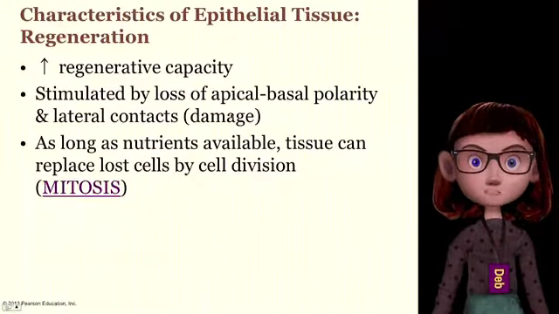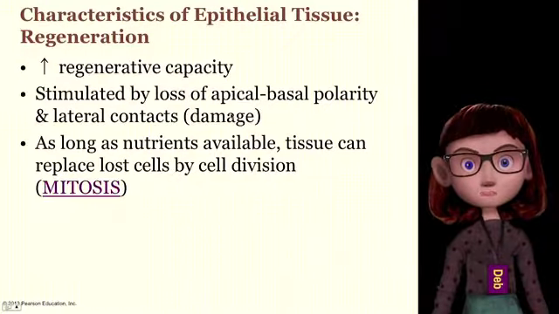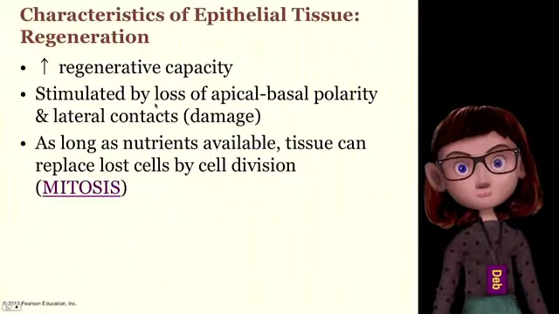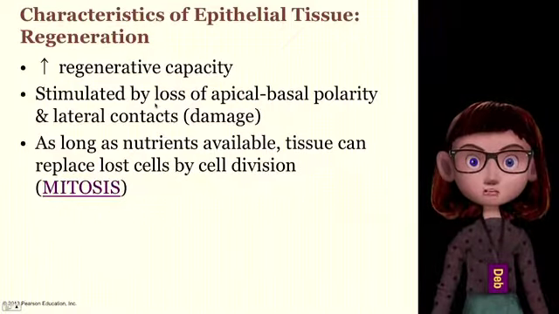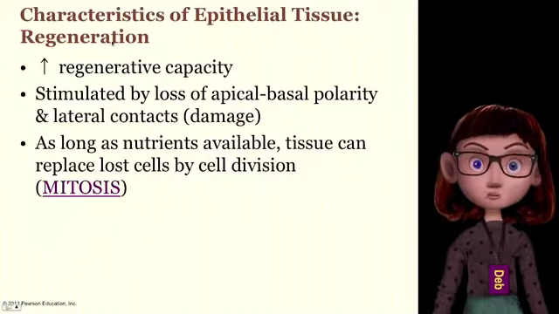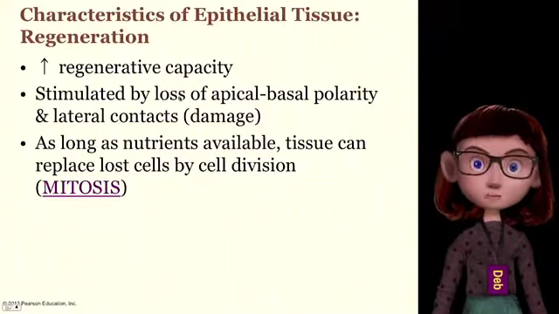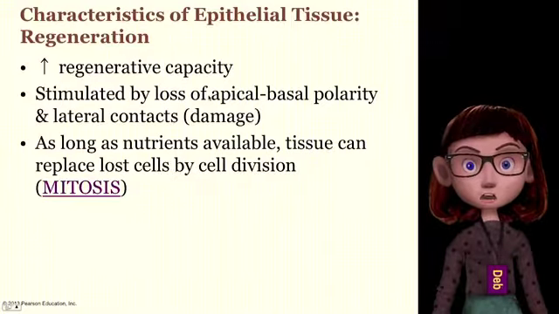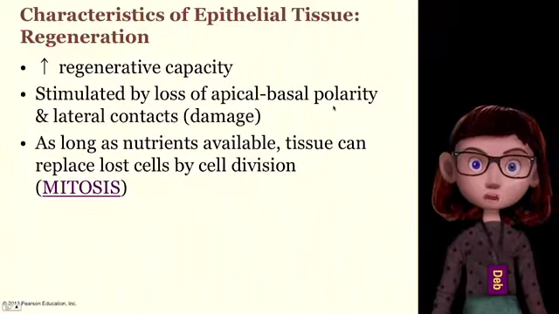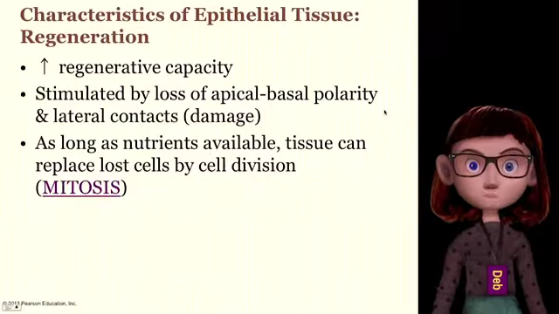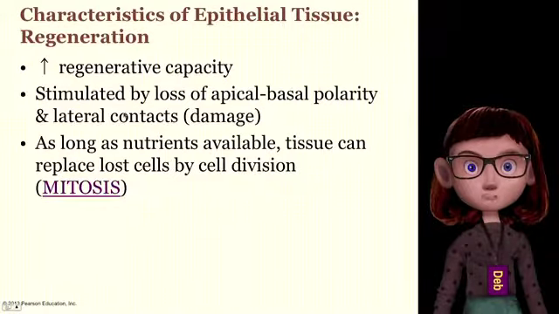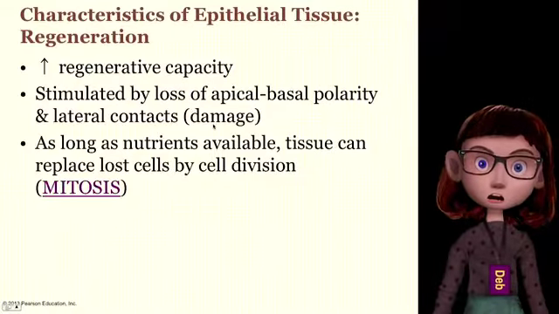Your epidermis replaces itself about every 6 weeks, and there are many layers of cells in the epidermis. But when there's an injury, it may cause these cells to lose their apical basal polarity. In other words, they get turned upside down or sideways. They also can lose their lateral contacts.